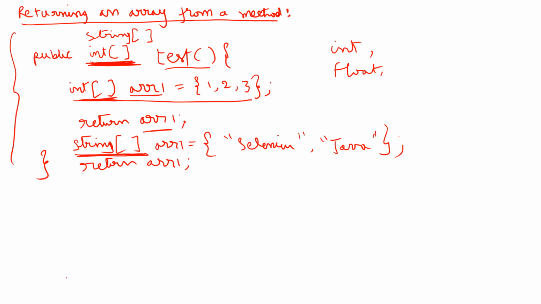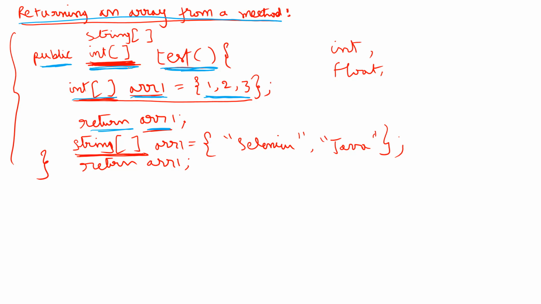Let us see this one more time. So how to return an array from a method? Let's say we have a method which is test, where I have an integer array, int square brackets, and the name of the array is arr1, and I have initialized it with values 1, 2, 3, and I am returning this array, return arr1. We have an access modifier which is public here, which means we can access this method from anywhere, and here I have to mention a return type.